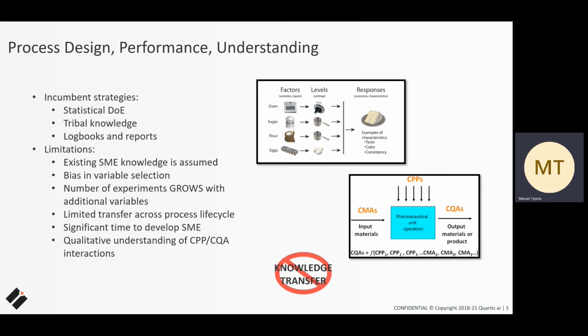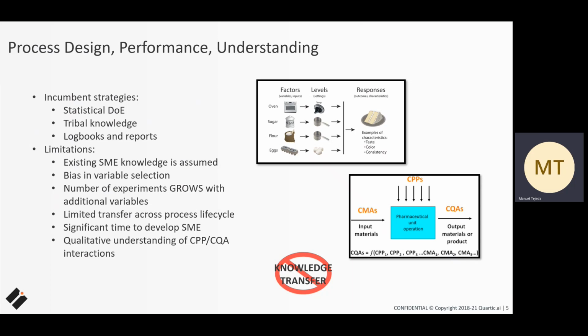You're going to hit exponential growth with regards to the number of variables and the number of experiments. So you really do have to be somewhat selective. Unfortunately, sometimes that bias means that you're not exploring variables that may have an impact or a benefit to performance. With the way that the results of all of this are stored, logbooks, reports, SOPs, there's limited transfer across process lifecycle and across personnel. So, as I mentioned, you really need that time to develop these experts.